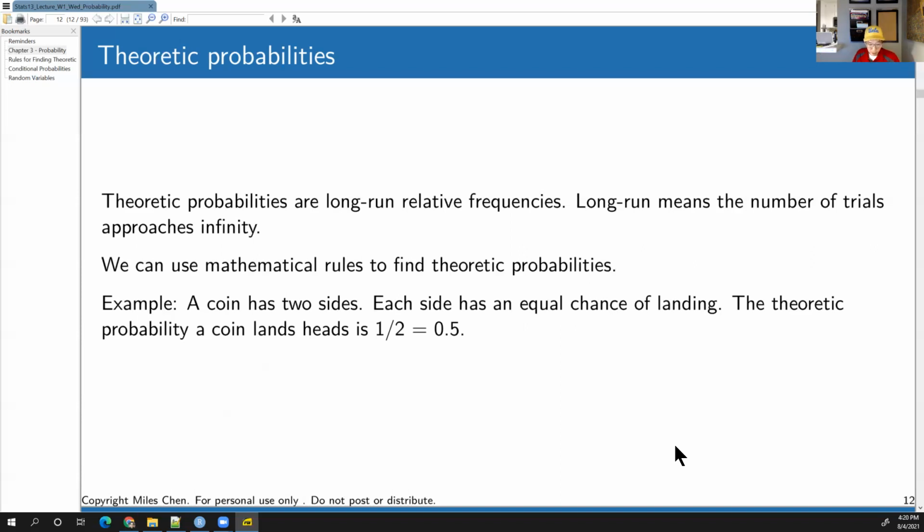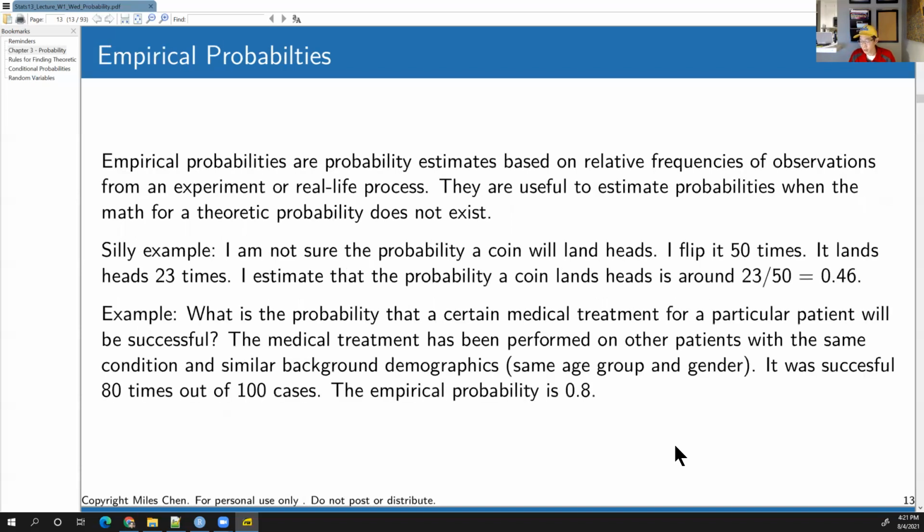So we could talk about flipping a coin. And this is one of your most basic ideas of a theoretic probability that I think even young children understand, is that, yeah, you've got a coin, you have 2 sides to the coin, and each side has an equal chance of landing, right? You've got an equal chance of landing heads, equal chance of landing tails. And because there's 2 sides, therefore the probability it's going to land on, say heads, one of those sides, is going to be 1 out of 2, right? And so the probability that a coin lands heads is 1/2, right? And that's a theoretic probability, okay?